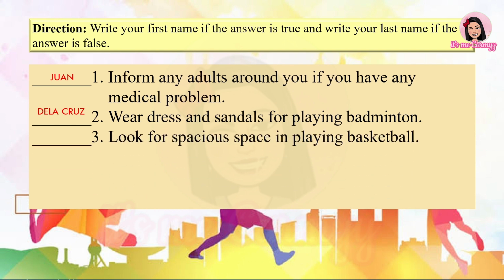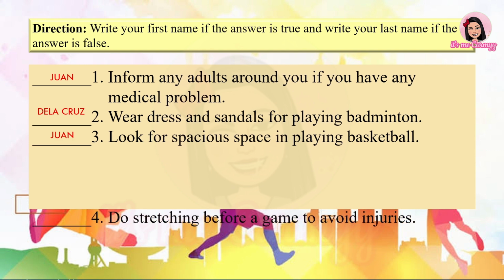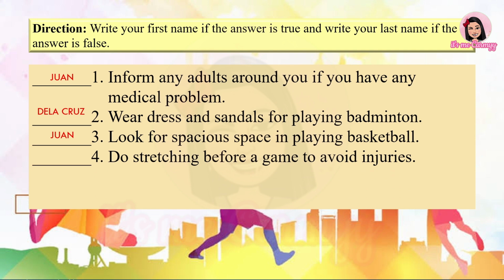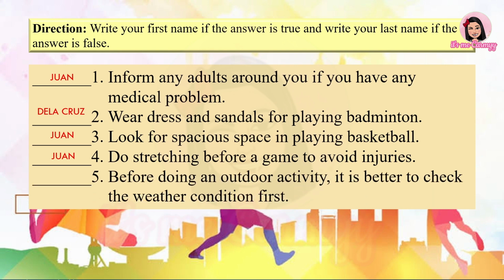Next, we have look for spacious space in playing basketball. It is true. Number 4, do stretching before a game to avoid injuries. The correct answer is true, or the first name of Juan de la Cruz. And for the last number, we have before doing an outdoor activity, it is better to check the weather condition first. So the correct answer is true.